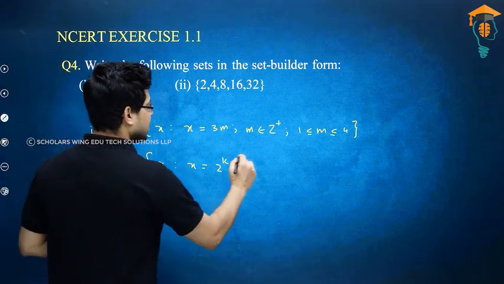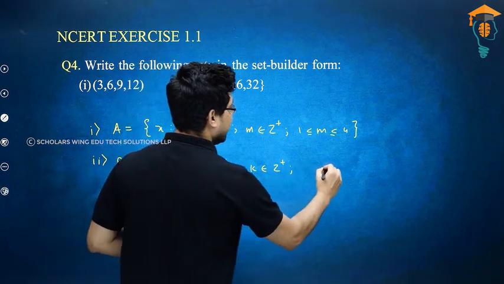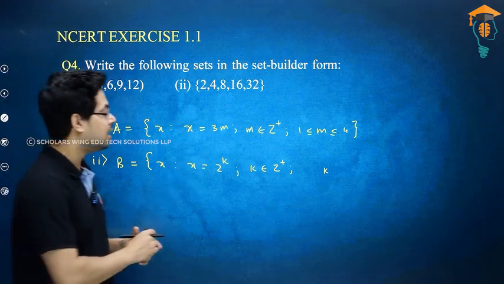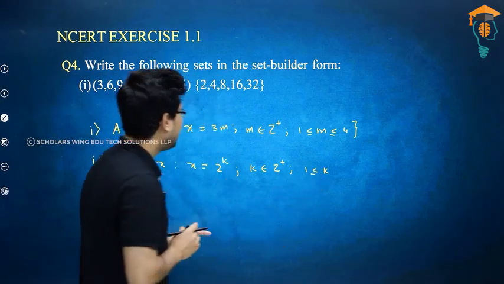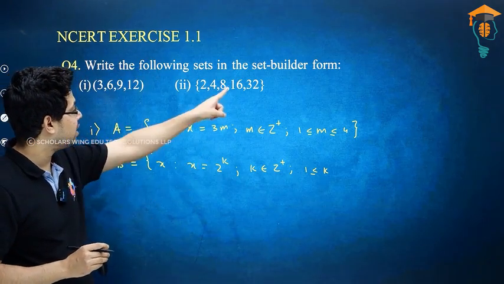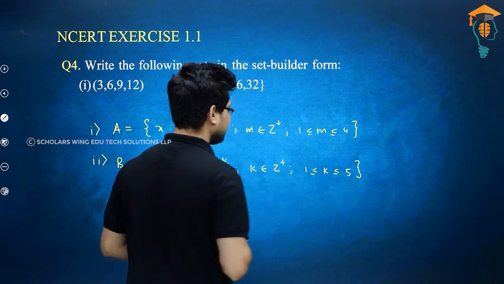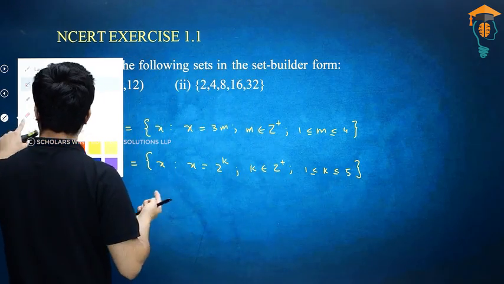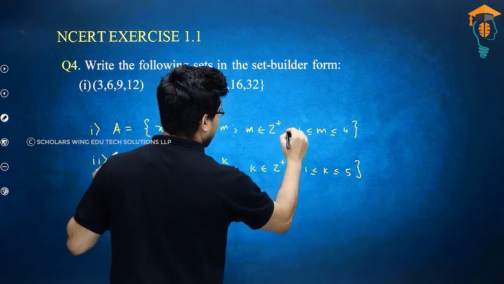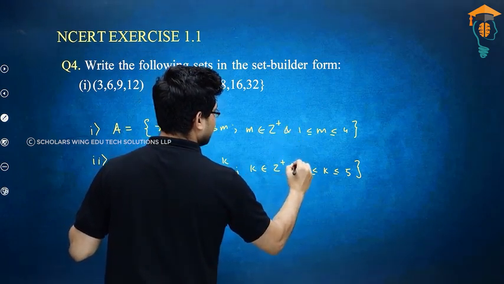2 to the power K, such that K belongs to Z plus, and K is lying from where to where? It is starting from 2 to the power 1. So K is greater than or equal to 1. And it is going up till 2 to the power 5, that is 32. K is less than or equal to 5. Here if you want, you can put one also. Your marks are not going to get deducted for this. You can do that or this way also. Both are correct.